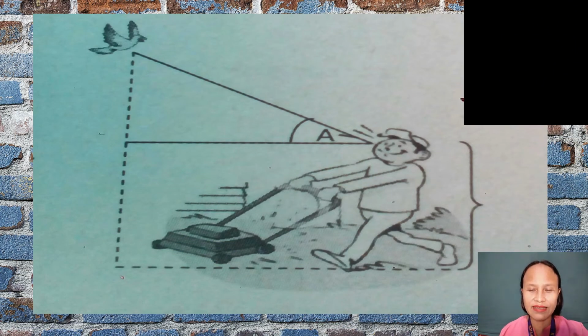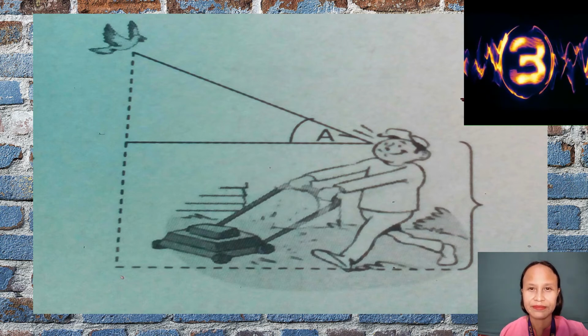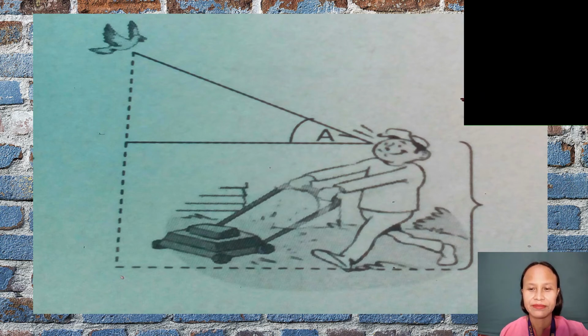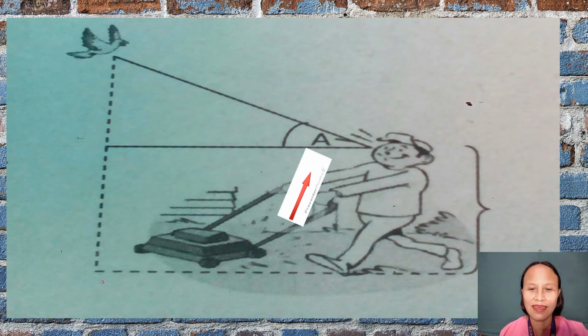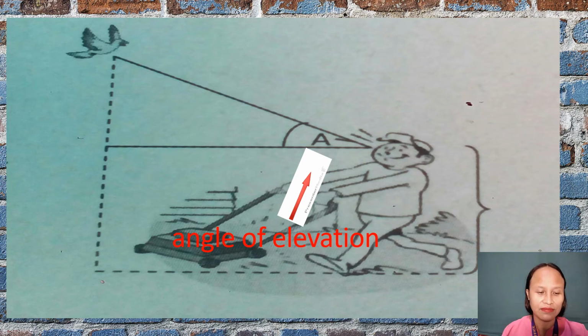Okay, get ready with this illustration. So what is angle A? 5, 4, 3, 2, 1. Angle A is an angle of elevation. Very good. Why angle of elevation? From the horizontal line of sight of the observer to the object above. So our object is the bird.